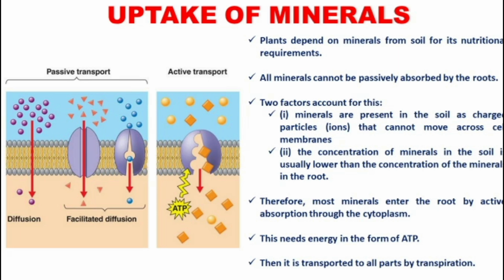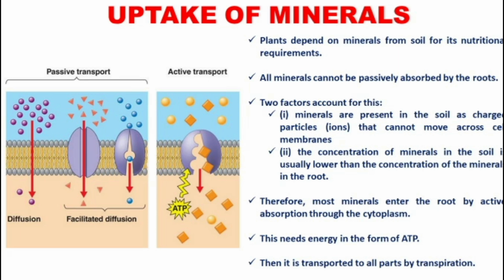All minerals cannot be passively absorbed by the roots because there are some factors involved in that process. There are two factors that account for this. The first one is that minerals are present in the soil as charged particles, that is ions. Hence, they cannot move across the membranes normally. This is the first factor.